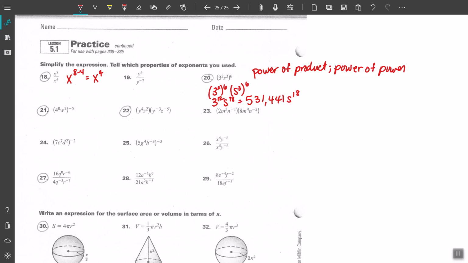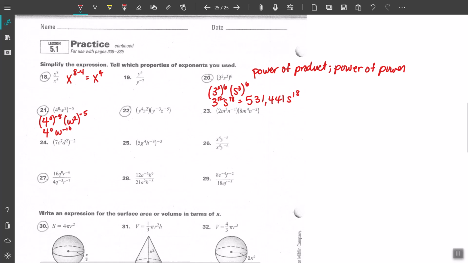And number 21, do something very similar to start it off. We'll use the power of products. We'll raise 4 to the 0 power to the negative 5th power. So 4 to the 0 is going to be raised to the negative 5th. And then w squared is also going to be raised to the negative 5th power. If you then apply the power of power, we're going to end up with 4 to the 0 times w to the negative 10th.